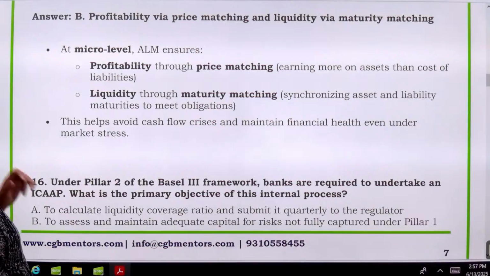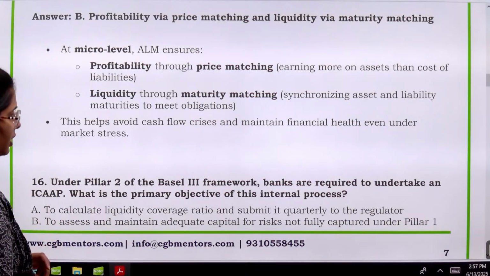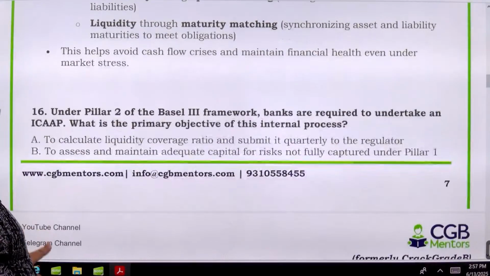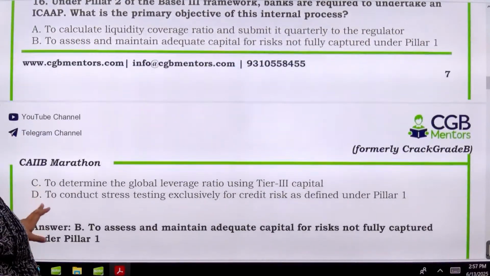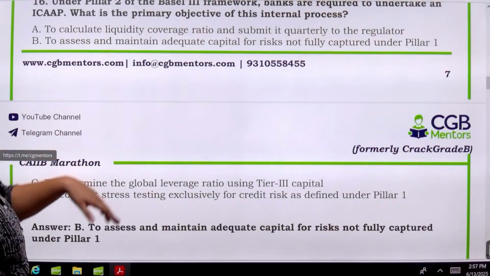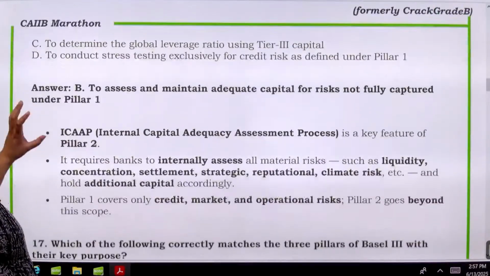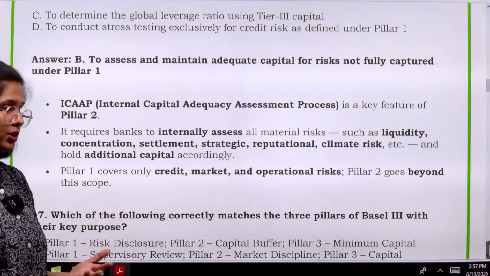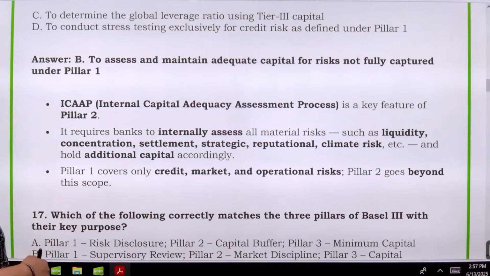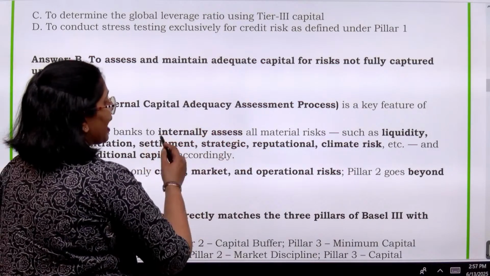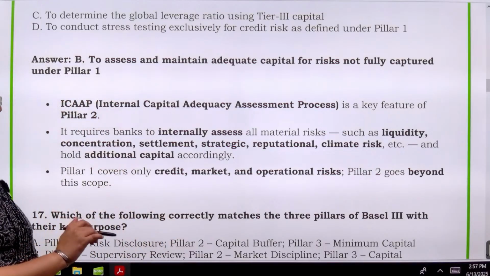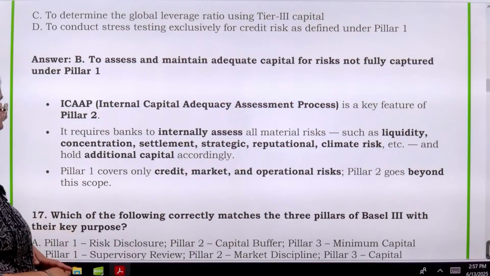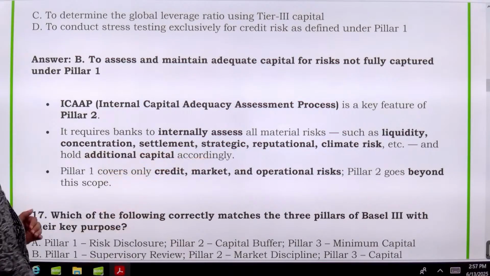Now under Pillar 2 of the Basel III framework, the banks are required to undertake an ICAAP. What is the primary objective of this internal process? So the primary objective is to assess and maintain adequate capital for risks not fully captured. ICAAP is the Internal Capital Adequacy Assessment Process. It's a key feature of Pillar 2, and what it requires is that the bank internally assess all kinds of risk like liquidity, concentration, settlement, strategic, reputational, climate risk, etc., and hold the additional capital accordingly.